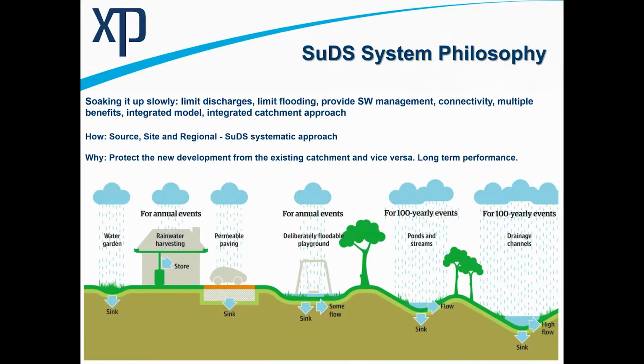A reminder on the philosophy that we're trying to implement pretty well globally is that we're looking at source to capture that rainfall, to really embed sustainable drainage systems into surface water management and also the water cycle. So at source, where the rain is falling and the runoff's being generated, we ideally would like to put in some kind of rainwater harvesting, put in green roofs maybe, permeable paving.